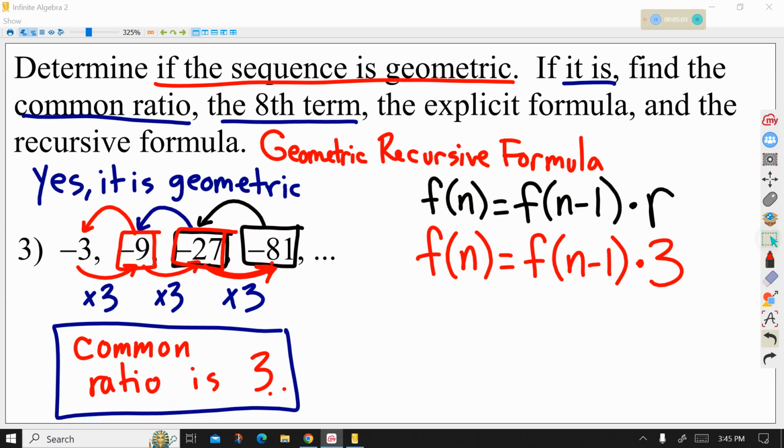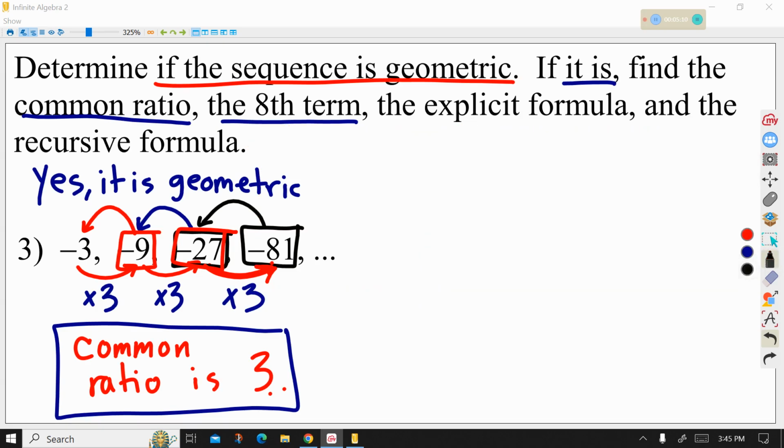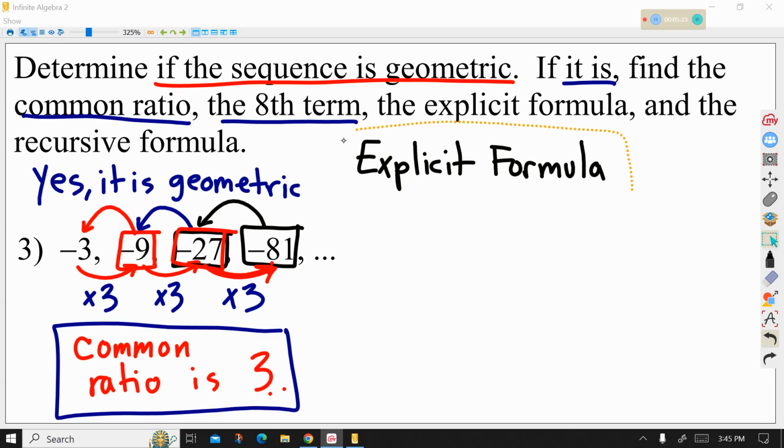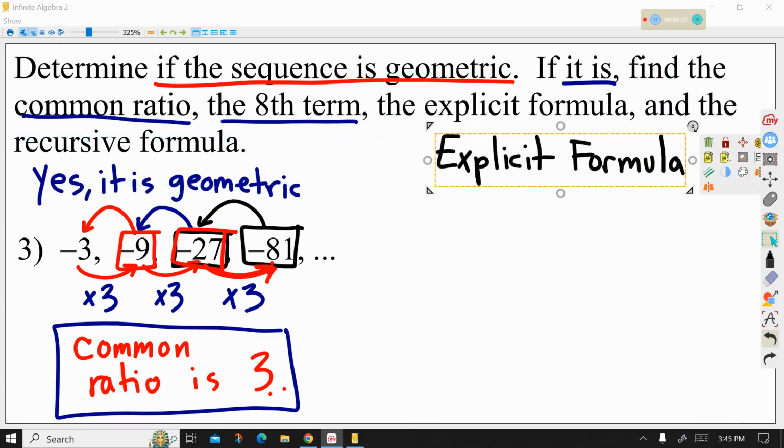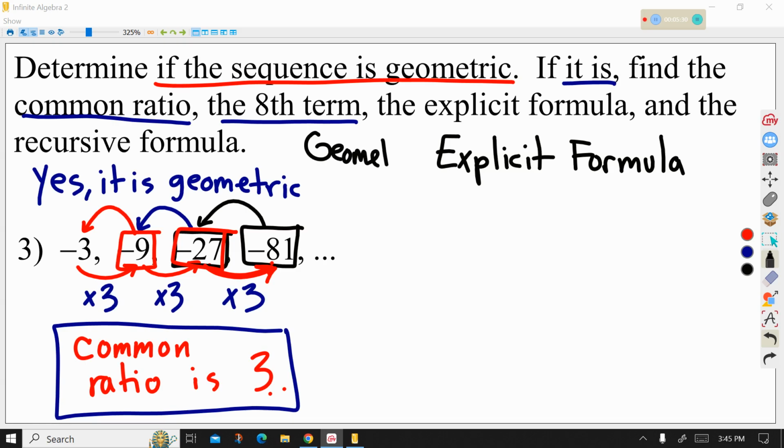Now to get the explicit formula, I'm going to clean this up and erase that, and then we'll write the explicit formula in this spot also. Again, this one is for a geometric sequence, so this is the explicit formula for a geometric. That changes everything. If this word was arithmetic, then we'd have to use a different general formula.